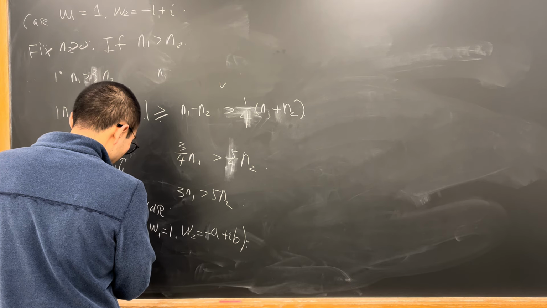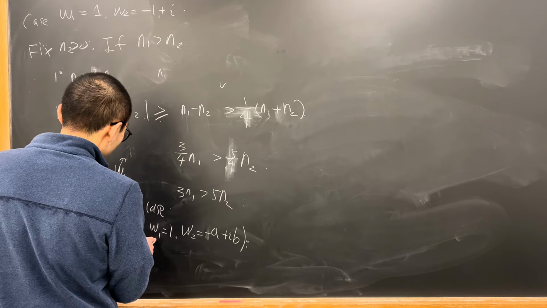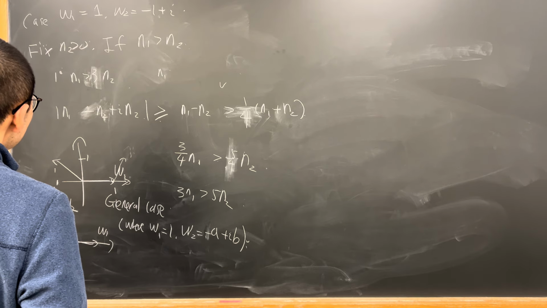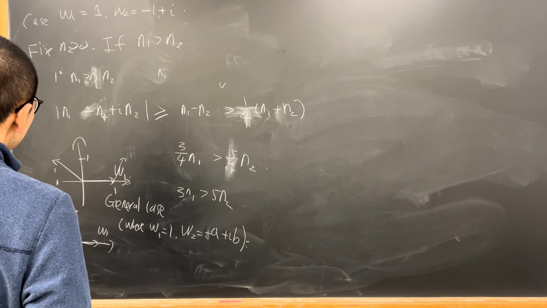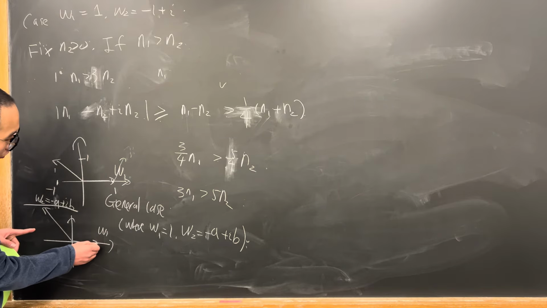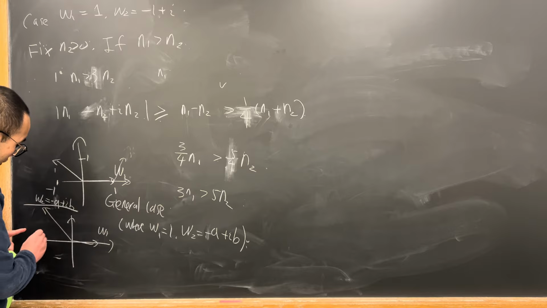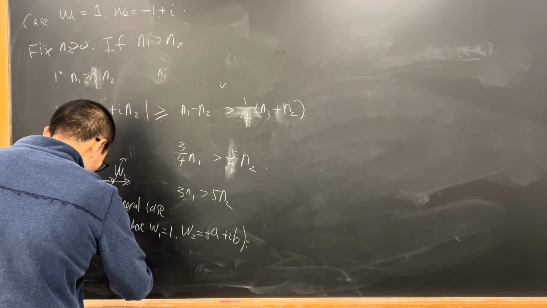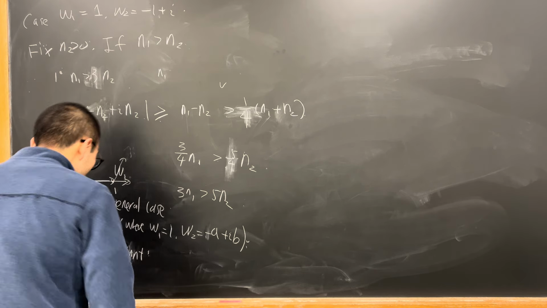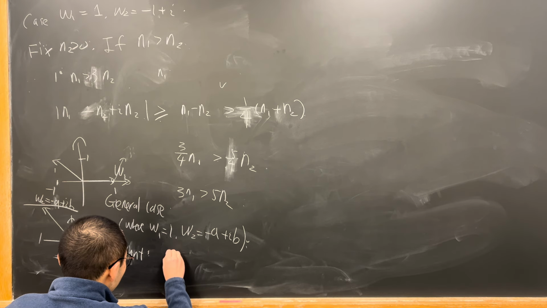So then let me try to think. In this case, what do I choose my N1? How do I choose my N1? Roughly speaking, what I really want is that after I multiply this W1 by this N, right?